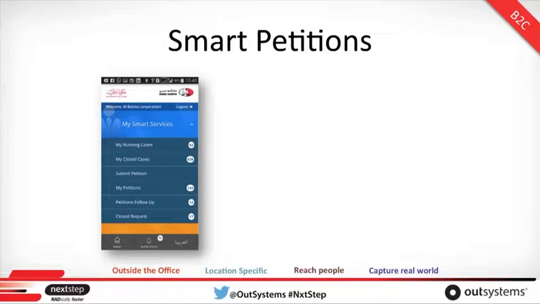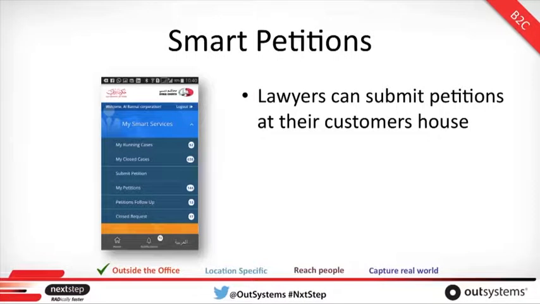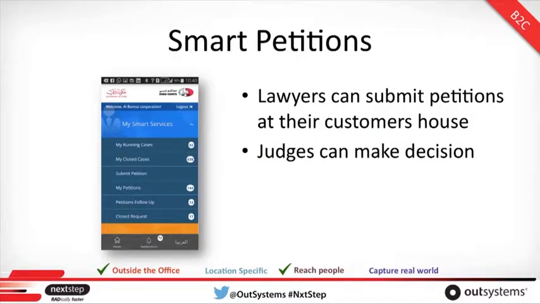So this enabled the lawyers, instead of being in the office and having to invite the clients to come to their office and bring all of the documentation, to just go to their client's house, have all of the information there, and then submit the petition. It enabled judges also to make the decision on the spot. And we are going to see that they have extraordinary metrics about this.